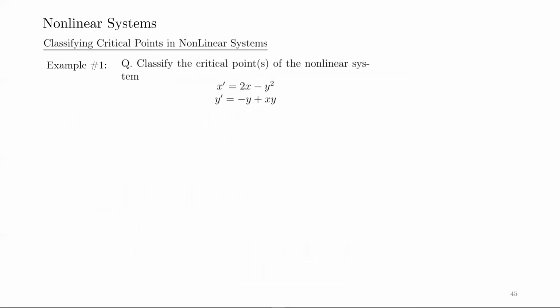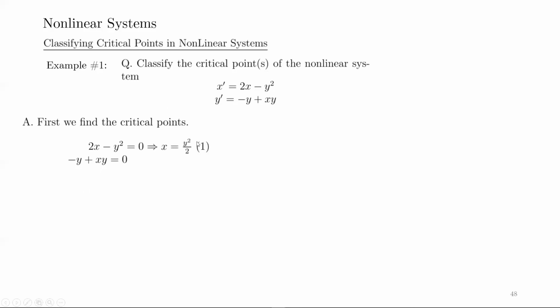So we have the nonlinear system here, x prime equals 2x minus y squared, so clearly nonlinear, y squared. y prime equals negative y plus x times y, so clearly nonlinear, x times y. And we're asked to classify the critical points of this nonlinear system. Well, if we're going to classify the critical points, we better know where they are. So first we're going to find the critical points. Remember, the critical points are where each of the functions on the right-hand side are equal to 0 simultaneously. So 2x minus y squared equals 0, and minus y plus xy equals 0. They both have to be 0 at the same time.